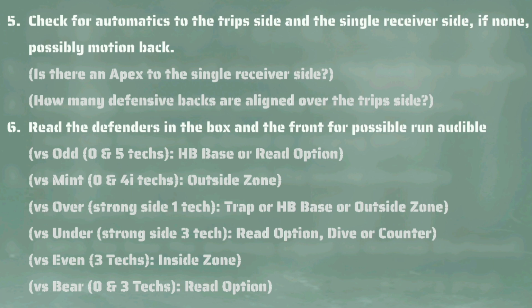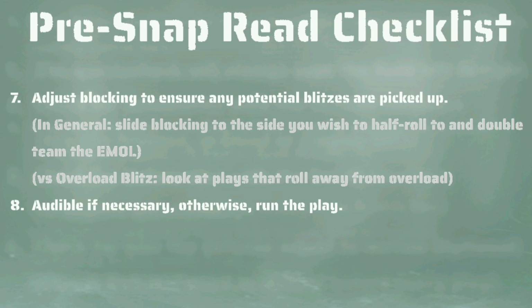Versus an even front, look at inside zone or a dive. And versus bear, I really like read option, although you could also go again with an outside zone. Adjust blocking to ensure any potential blitzes are picked up. In general, slide blocking to the side you wish to half roll to and double team the end man on the line of scrimmage. We went over this in a previous video.